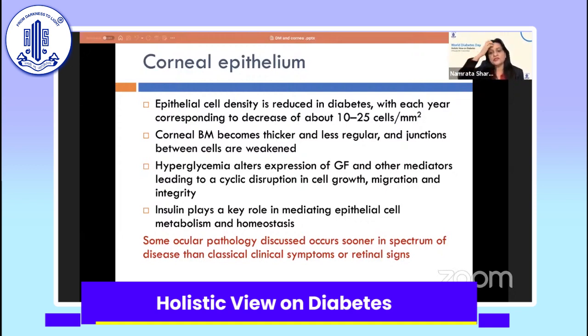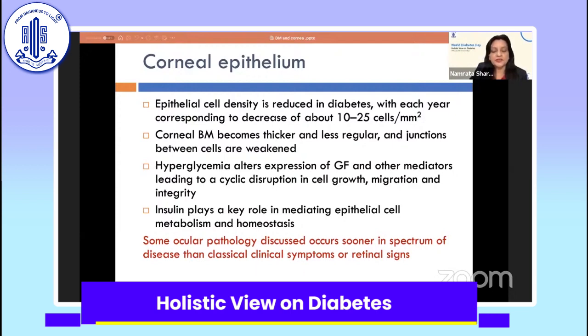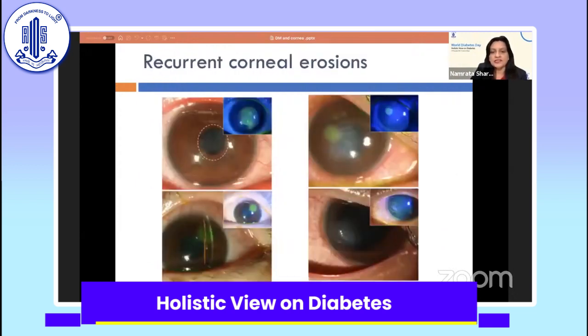some ocular pathology which is discussed occurs sooner in the spectrum of the disease than the classic clinical symptoms or the retinal disease. And I think that is what we need to figure out, whether the corneal changes occur first or the retinopathy occurs first, and where these corneal changes fit in. Can we, even before the retina people pick up the retinopathy findings, pick up something in the cornea even earlier than that? That way it is going to be a better marker, because retinopathy is going to occur later.